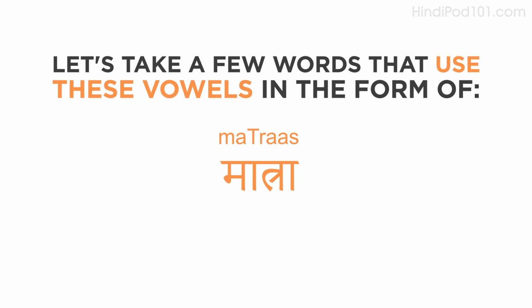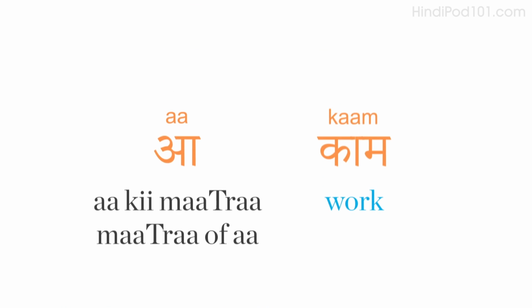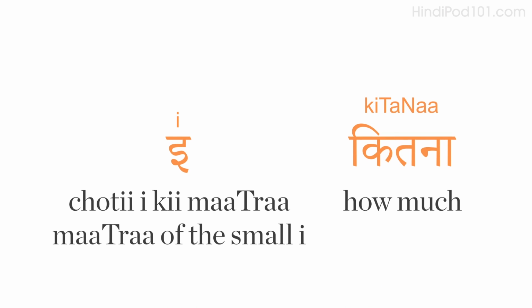Let's take a few words that use these vowels in the form of matras. Work, kaam. See the vertical line between the letters K and M. This is the vowel A and is called A ki matra, or matra of A. Whenever you notice this vertical line added to a consonant, you add the vowel A to that consonant. So, K becomes Ka.